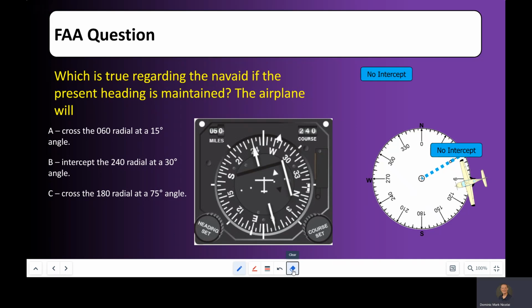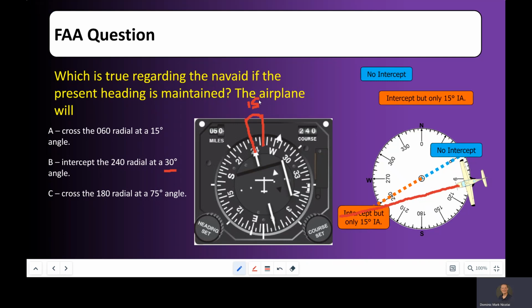Answer B, will we intercept radial 240 at a 30-degree angle? So I'm going to put a line in representing 240. And I can easily see now that yes, I'm going to intercept radial 240. But here's the qualifier. Will it be a 30-degree angle? So I'm maintaining 255, and there's 240. Well, that's a difference of 15 degrees right there. That's not a 30-degree angle. Yes, on the intercept, but only at 15 degrees, not 30.